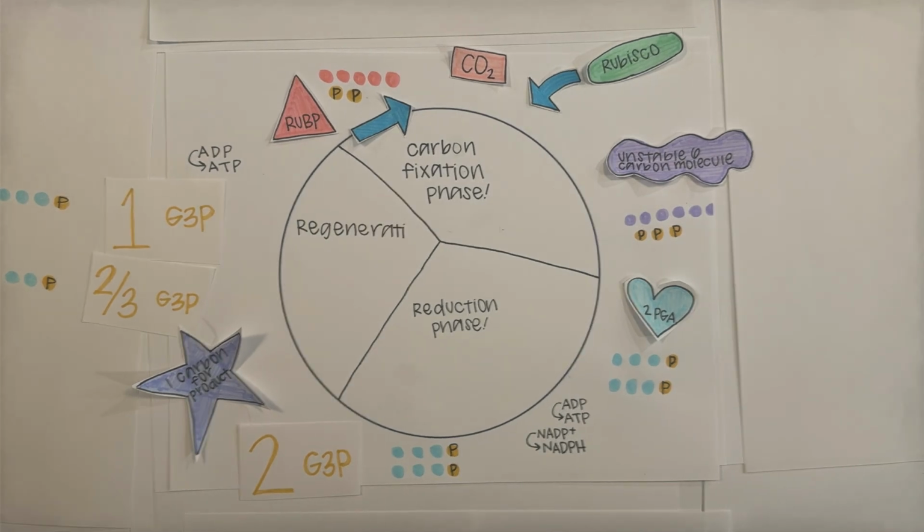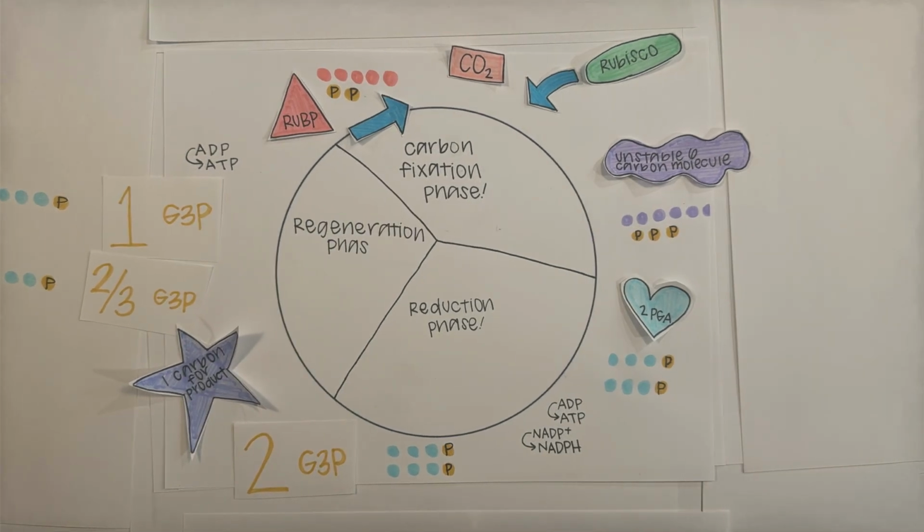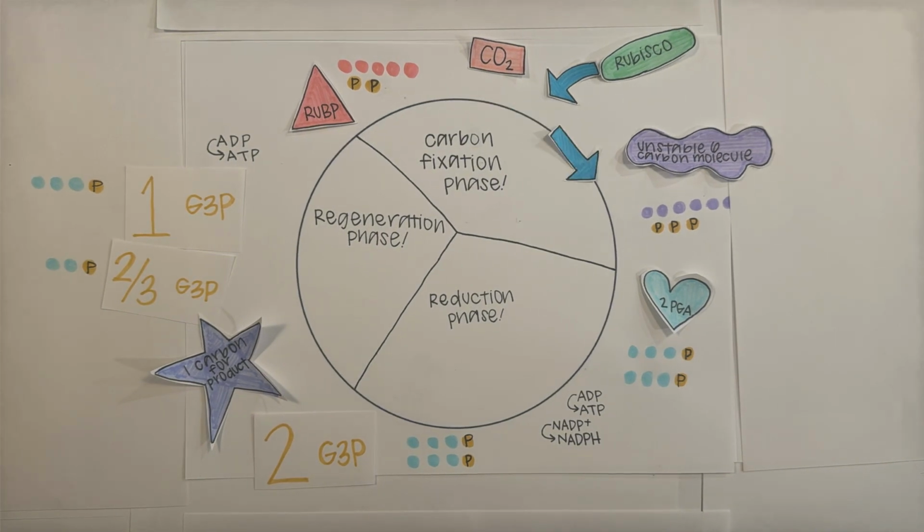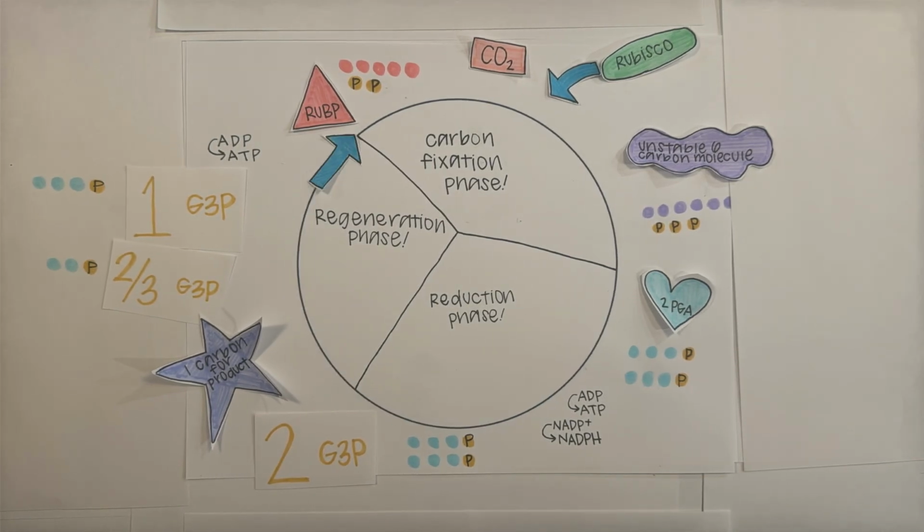Although 1 G3P leaves at a time, it takes 2 full turns of the Calvin cycle to make enough G3P to form 1 glucose molecule. This process is how plants store energy from sunlight in the form of sugar, forming the base of nearly all food chains on Earth. That is the end of the Calvin cycle.